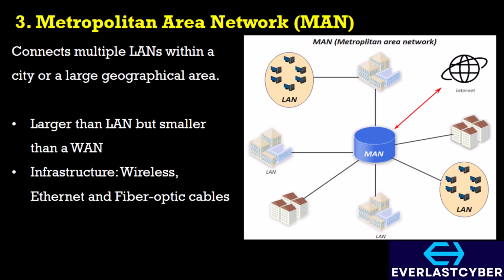Cost-wise, for organizations within a city, a MAN can be more cost-effective than using a WAN, so it can avoid the high costs associated with long-distance communication. We know that for every advantage, there is also a disadvantage. A few disadvantages of the MAN are that it requires maintenance, which can involve ongoing expenses. Also, setting up a MAN can involve significant upfront costs, especially for laying the fiber optic cables. So these are a few challenges that one may encounter while using the MAN.